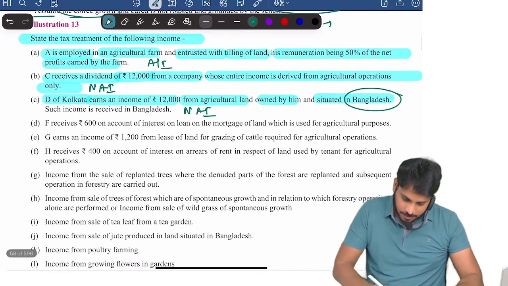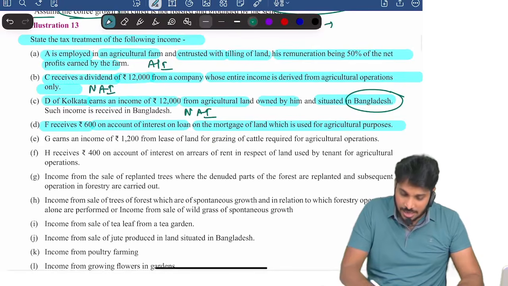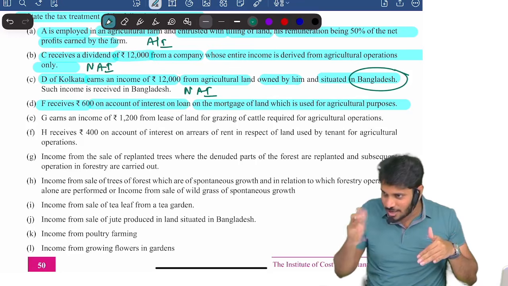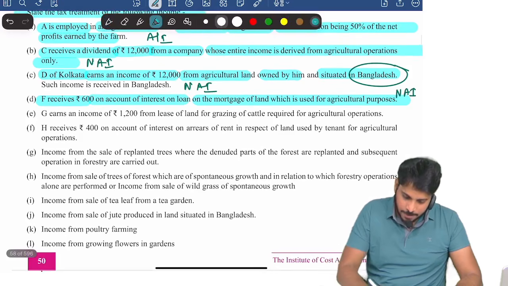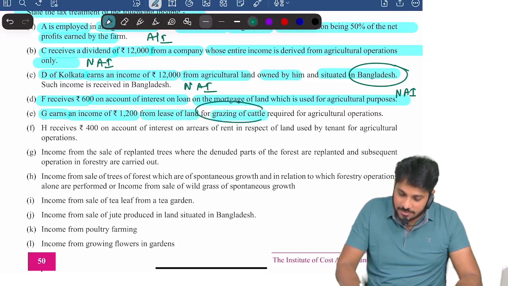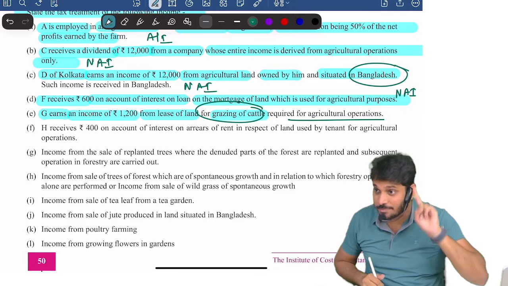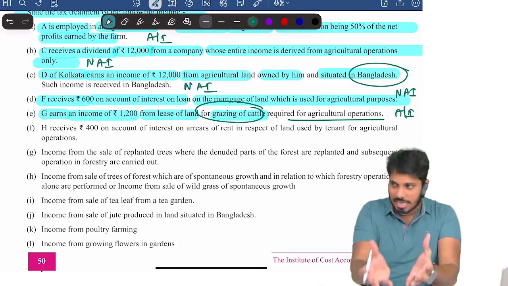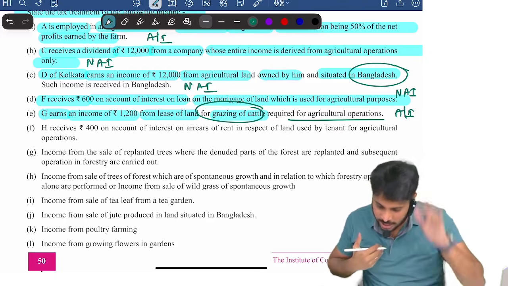Yes or no? Next, F received 600 rupees on account of interest on loan on a mortgage of land. You mortgaged some agriculture land and you are getting interest income. You are not doing cultivation directly. It is non-agriculture income. Correct? G earns an income of 1200 from lease of land for grazing of cattle. Grazing of cattle means cattle will come, eat and go. That is still considered agriculture income, because I produce the grass, it is ultimately used by cattle, and the owner of the cattle is paying me. It's an agriculture activity.